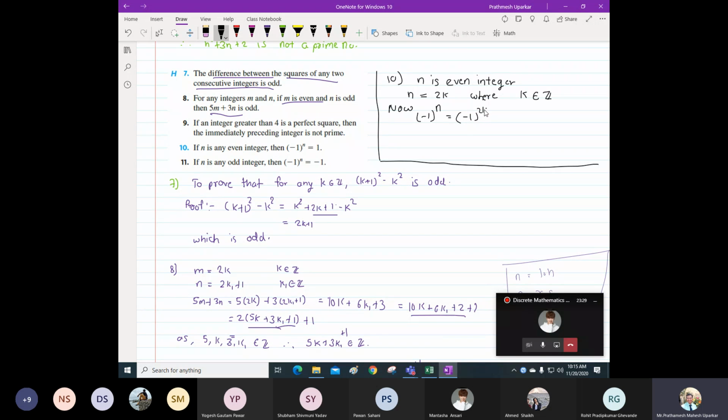Minus 1 raised to 2k, which I can write as minus 1 bracket square whole raised to k. Can I write like this? By the law of indices. What is a raised to m into n? Can I use this particular property? A raised to m raised to n will be equal to a raised to mn. Yes or no? So what is minus 1 square?